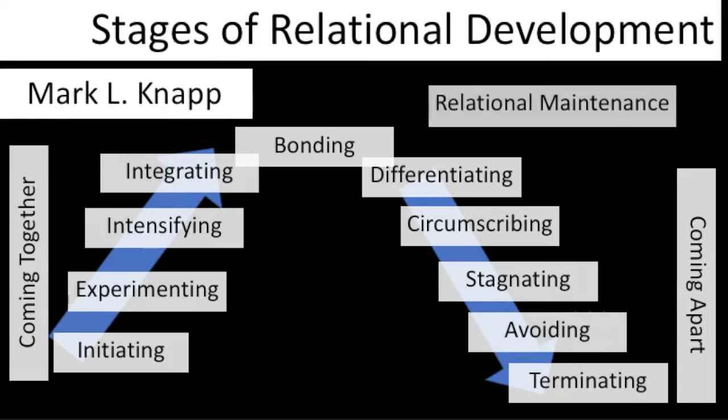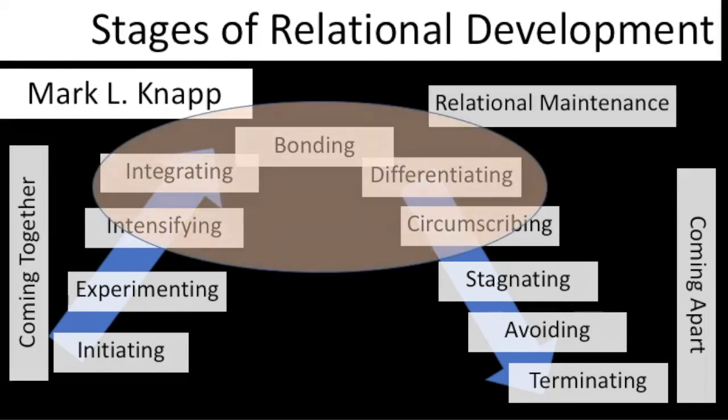In these relationships, the people involved undertake a continual process of relational maintenance, wherein they move back and forth through primarily the stages of integrating, bonding, and differentiating, constantly working to manage the tension between their need for establishing a sense of self and autonomy while also trying to meet their need for connection. In this expanded model, there are three main phases of relational development: coming together, relational maintenance, and coming apart.